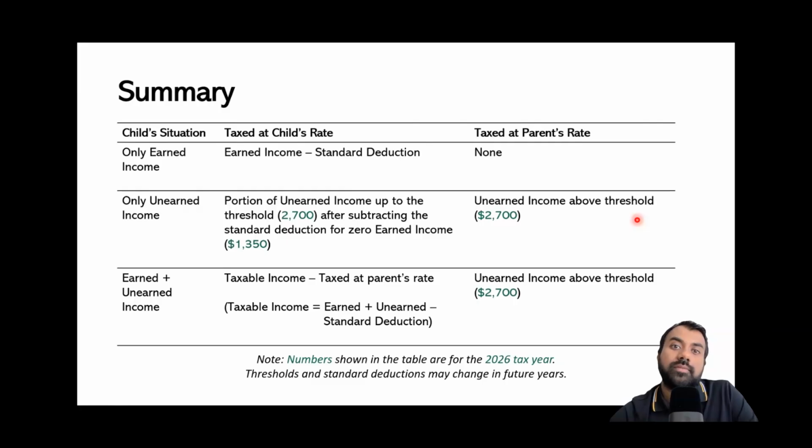Now, let's think about the toughest situation where the child has both earned and unearned income. In that case, first we figure out the amount that gets taxed at the child's rate, which is equal to taxable income, their overall taxable income, minus the amount that gets taxed at parents' rate. And taxable income is equal to earned plus unearned minus standard deduction. So this is something you have to memorize as well. And for the amount that gets taxed at parents' rate, this is just any unearned income above that threshold amount. That part is going to get taxed at the parent's rate.